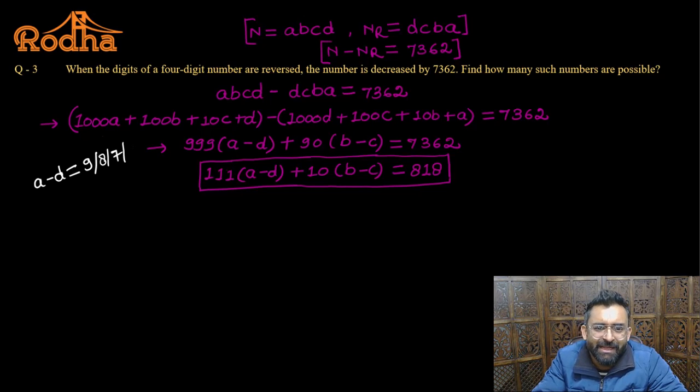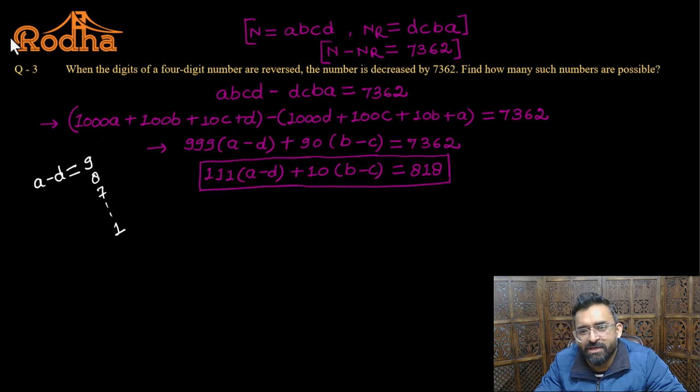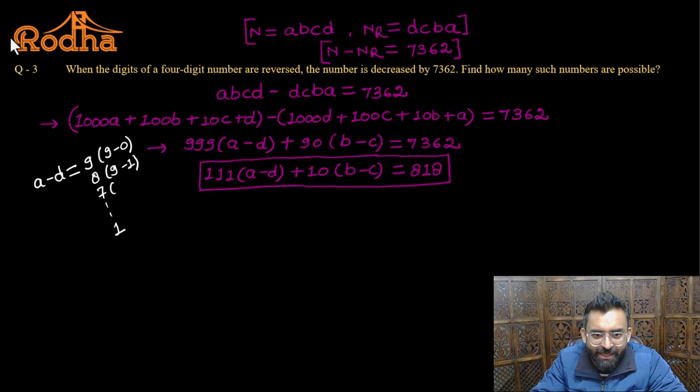Fine. So we have to analyze the situation. Obviously, A is more than D, because the number is decreasing. So I can say the difference is 9, 8, 7, up to 1. Now, if I put all these values and try to figure out the possibilities for B minus C, it's going to be a longish task. A minus D can be 9, A minus D can be 8, because the difference cannot be more than 9 minus 0, and it cannot be more than 9 minus 1, which is 8. It can be 9 minus 2, something like that. It can be 9 minus 8.